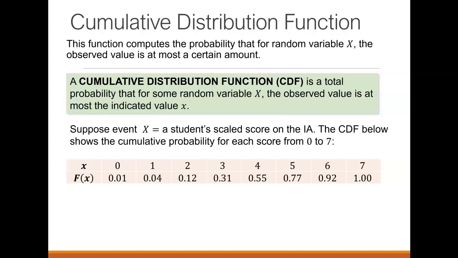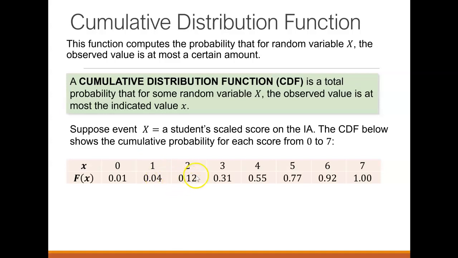Suppose that x is a student's scale score on their IA. The CDF below shows the cumulative probability for each score from 0 to 7. So the probability that we got at most a 0 is about 1%. The probability you got at most a 1 is about 4%. At most a 2 is 12%. Notice I'm saying at most a 2, so that means you could get a 2, a 1, or a 0. Is everybody okay with that?